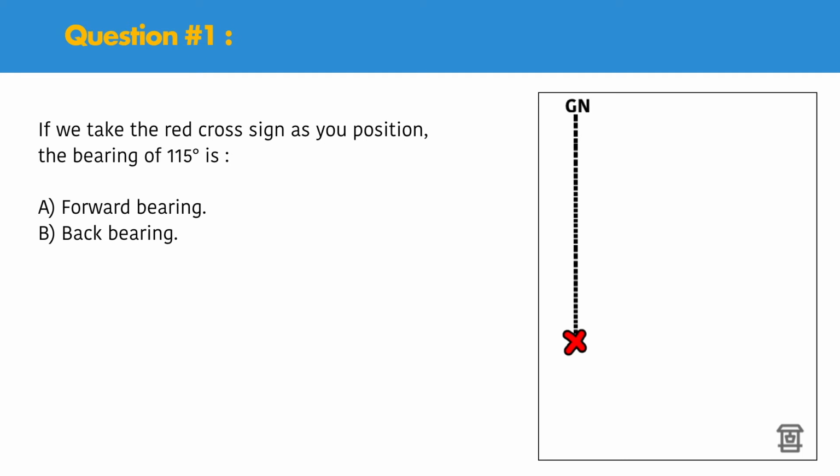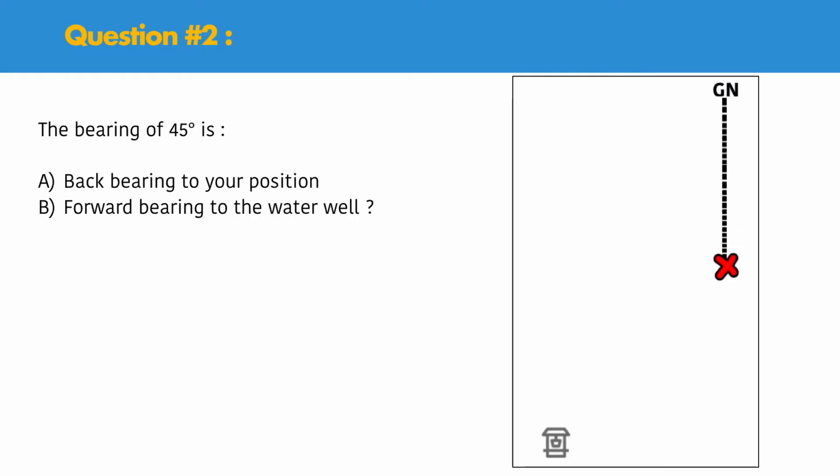If we take the red cross sign as your position, the bearing of 115 degrees is A, forward bearing, B, a back bearing. For the quiz number 2, the same thing for your position. The bearing of 45 degrees is A, back bearing to your position, B, the forward bearing to the water well.